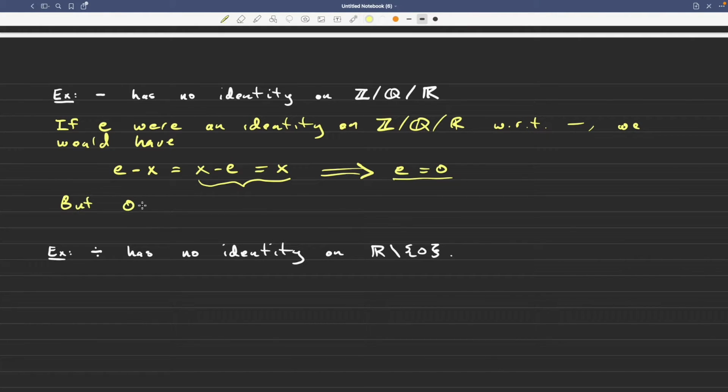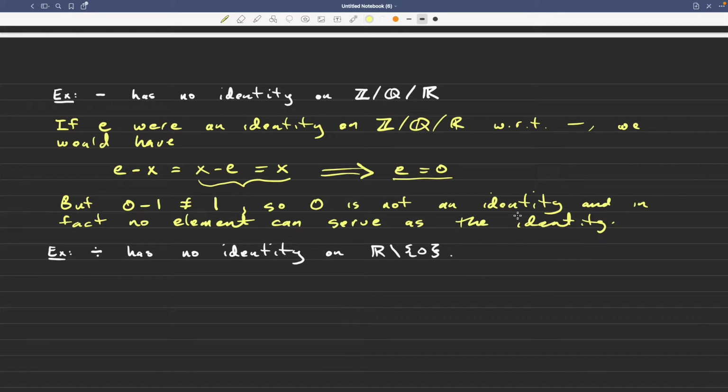But 0 minus 1 does not equal 1, right? If something's an identity, you have to be able to subtract anything from it and get back the same thing. So 0 minus 1 does not equal 1, it equals -1. So 0 is not an identity. The idea is, if there were an identity, 0 would have to be such an identity, but it's not. So there is no identity.